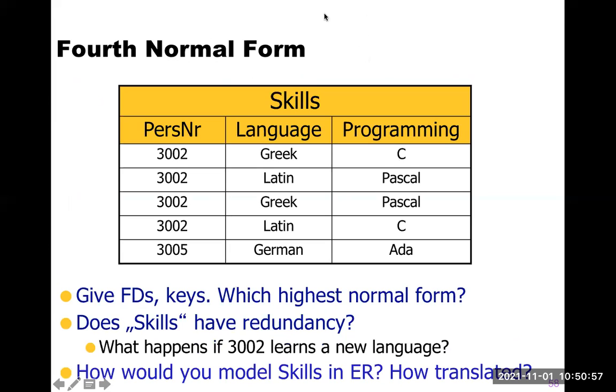The fourth normal form will be on the next lecture, the last normal form. The last normal forms will be on the next lecture. Thank you.